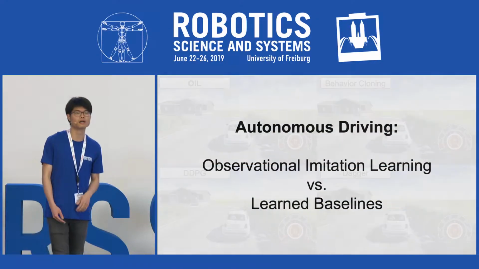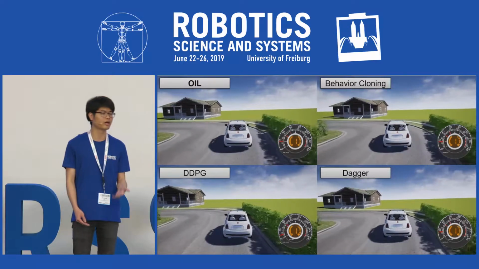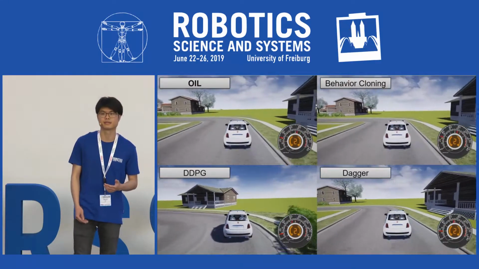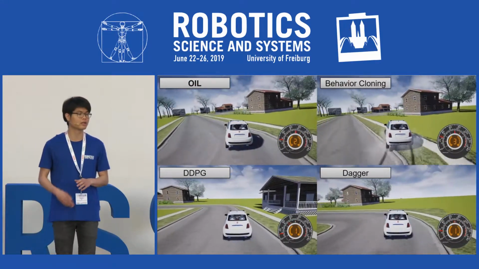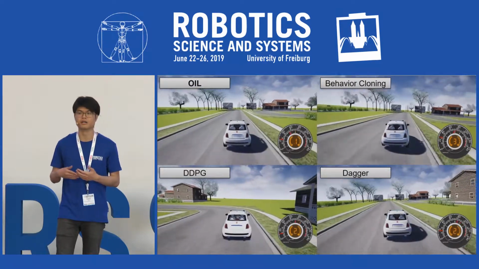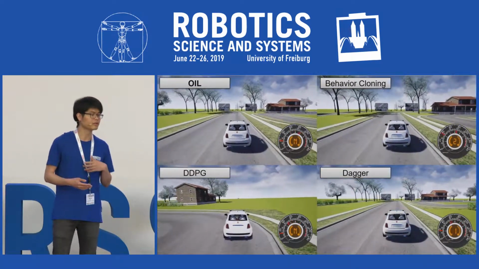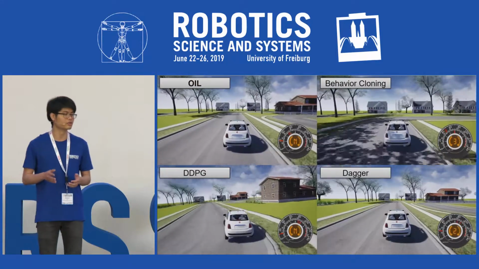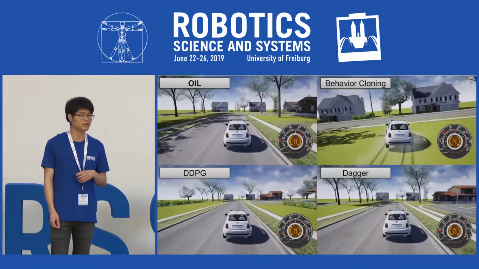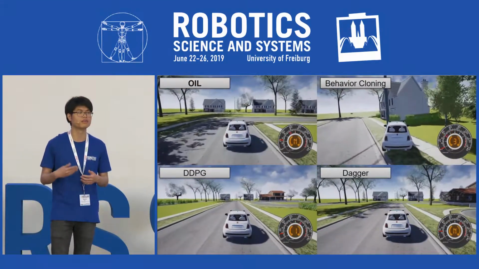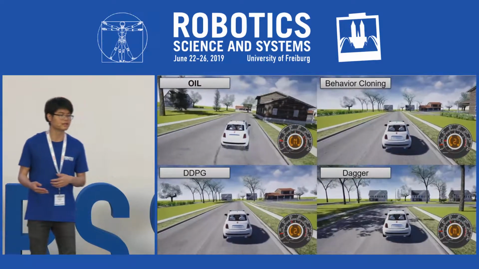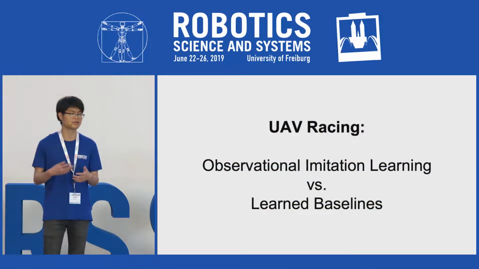Here are the video results of OIL and the other learned methods. You can see behavioral cloning tends to learn an aggressive policy, and DDPG tends to learn a noisy policy because it learns from random exploration, and DAgger learns a conservative policy.